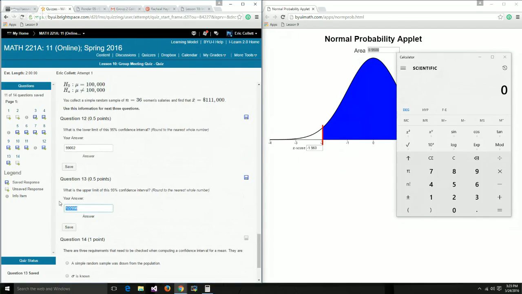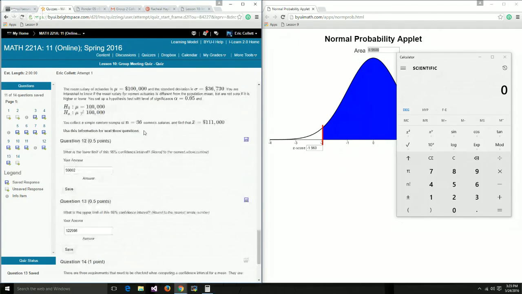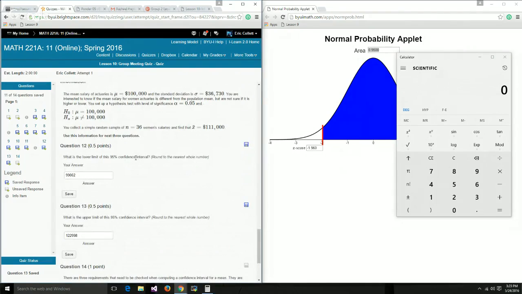No, I got confused here, and so I didn't get how to solve this problem, because I get confused when it says you set up a hypothesis test with a level of significance of A equals 0.05.